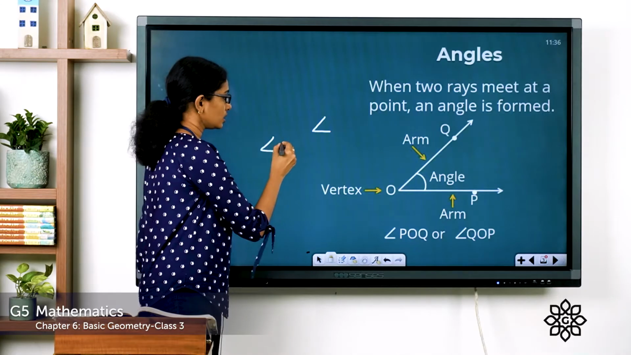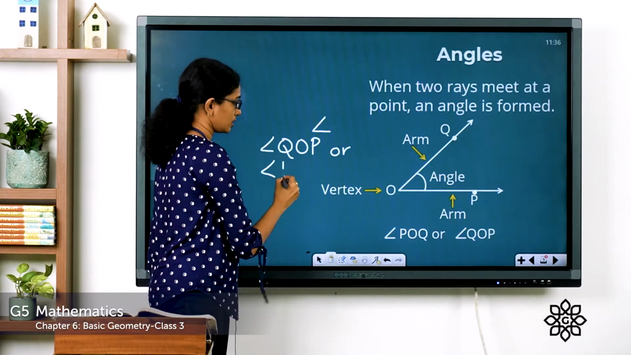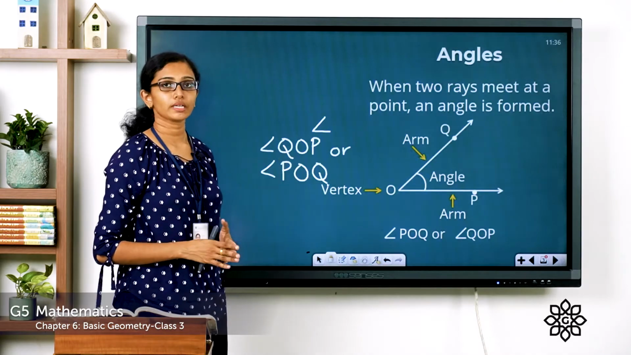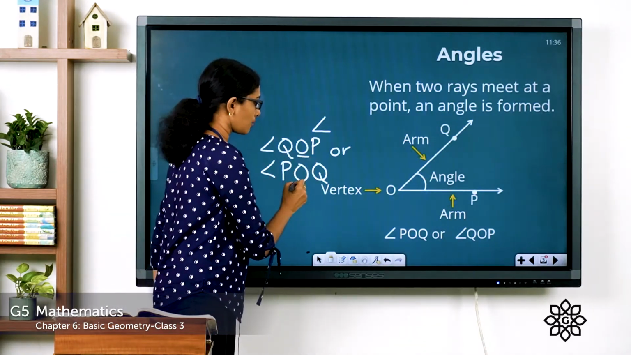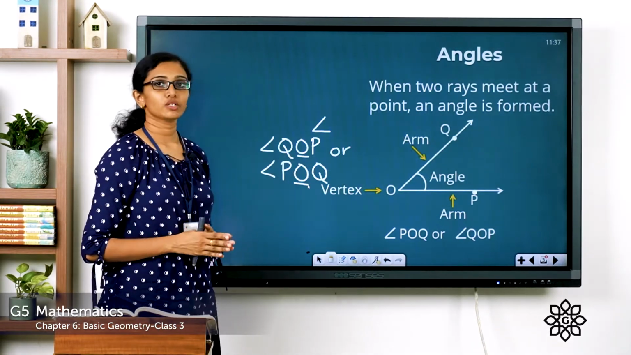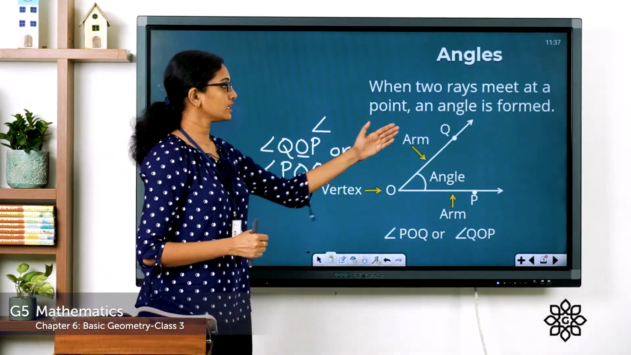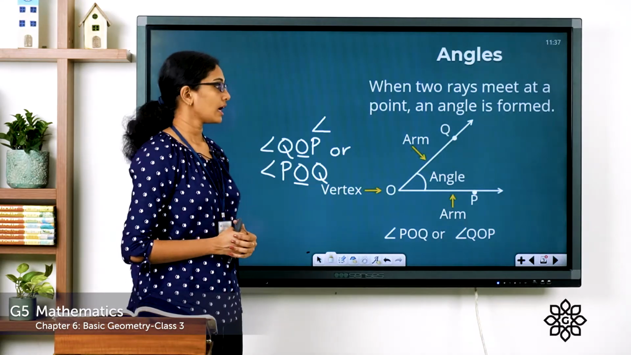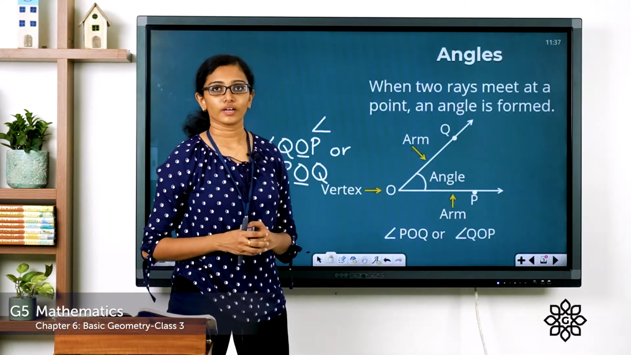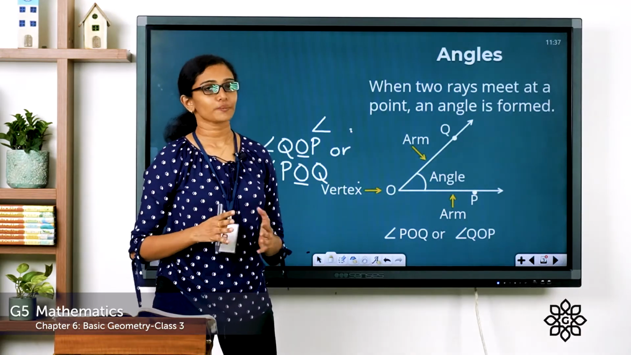So this is angle QOP or angle POQ. You can name this angle both ways, but note that the vertex or the common endpoint of the rays should be mentioned in the middle of the name that we are giving to the angle. The other points are on the boundary of the given angle. And this region, the portion inside an angle, is called the interior of an angle, and the portion outside the angle is called the exterior of the angle. Hope you are clear with this.